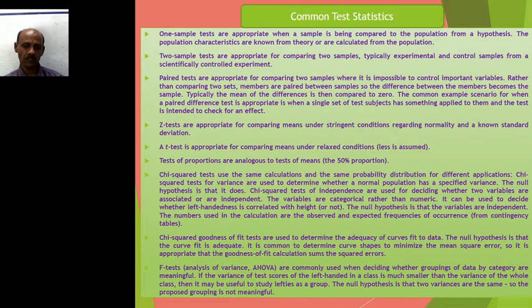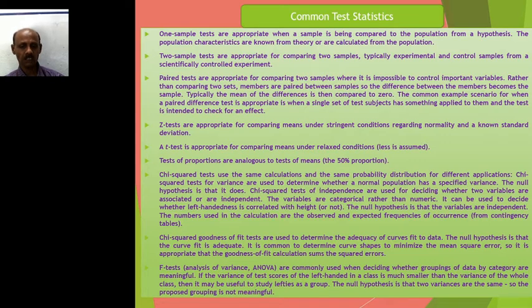The numbers used in the calculation are the observed and expected frequencies of occurrence, which we can get from the contingency tables. Next, chi-squared goodness of fit tests are used to determine the adequacy of curves fit to data. The null hypothesis is that the curve fit is adequate. It is common to determine curve shapes to minimize the mean square error. So, the goodness of fit calculation sums the squared errors.